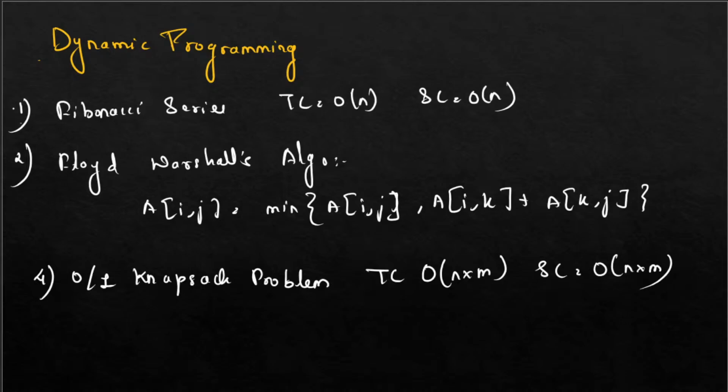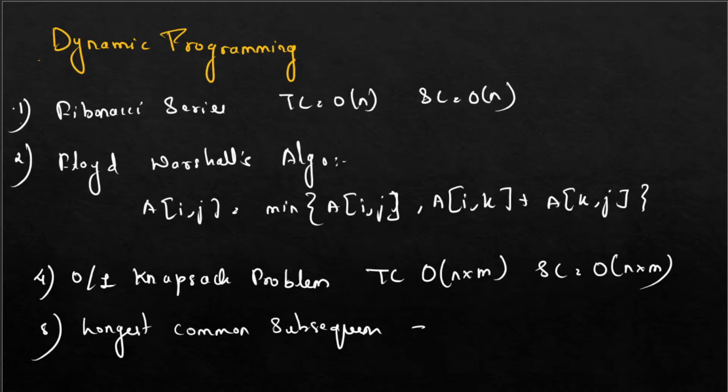Okay. Fifth is longest common subsequence. So time complexity is big O of m times n and space complexity is also big O of n times m.